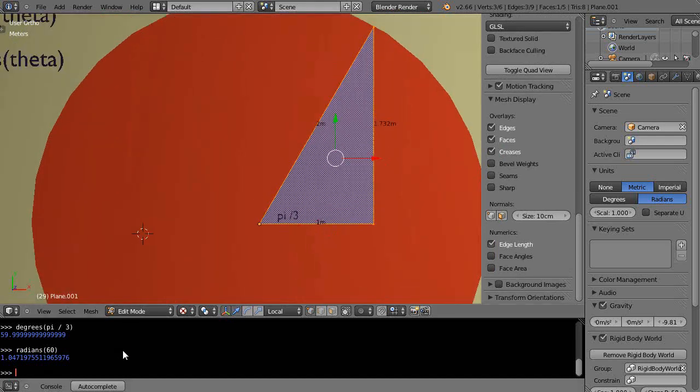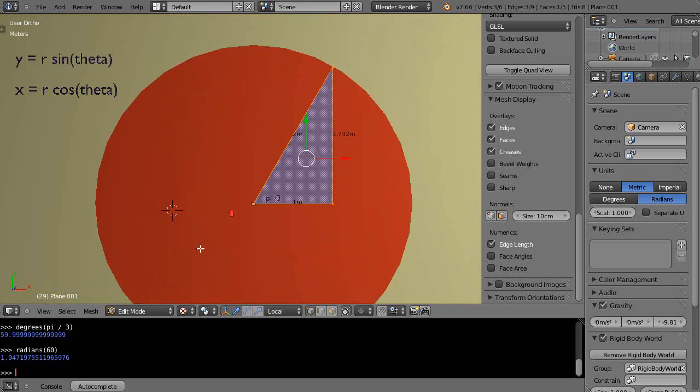You can use the arctangent, but it's ATAN2, and then you put in Y and X, so 1.732 for the sine, and then the other side is 1 for the cosine, and I hit return, and it returns the angle of 1.047 radians.